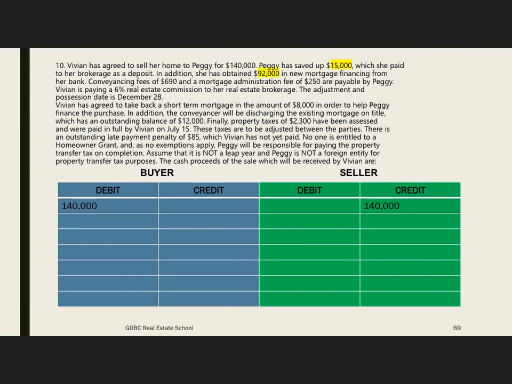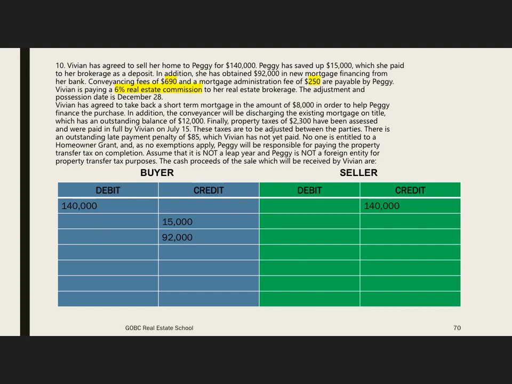Penny has saved up $15,000 and she paid that to her brokerage as a deposit, and she got a $92,000 mortgage from her bank for financing. So both of those are going to be credits for the buyer, and both of those will not appear for the seller because the deposit is going to the brokerage and the mortgage financing is coming from the bank.